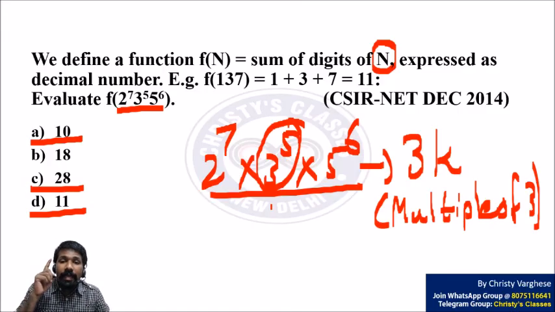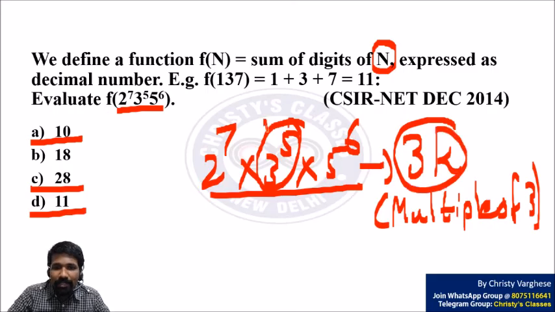So the number is a multiple of 3, we are 100% sure about that, because there is at least one 3 in it. So definitely, its sum of digits also should be a multiple of 3. That means the answer, the sum of digits, should be a multiple of 3. 10 is not a multiple of 3.